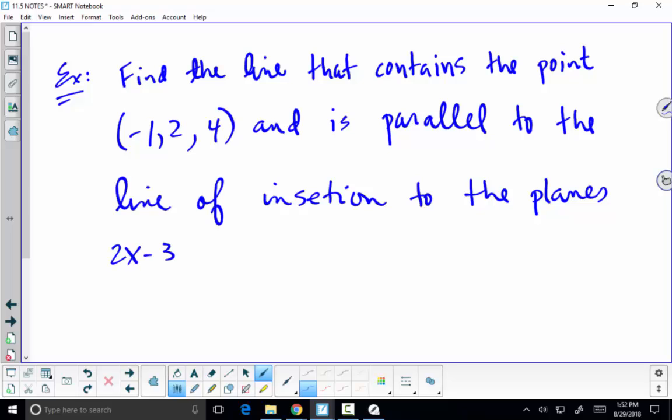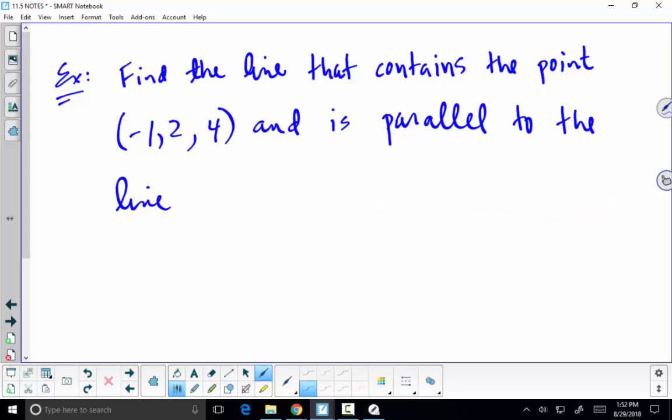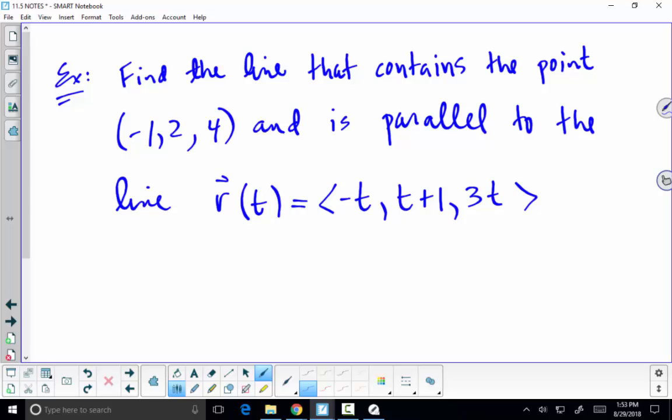2x minus, oh no, you don't know that yet. Shoot. Parallel to the line, I'm just going to do that. You need one more piece of information for you to make it more complicated. Darn. One more piece of information, then we can make it harder. So find the line that contains that point and is parallel to that line. We haven't done one other thing yet, which we will do next week.